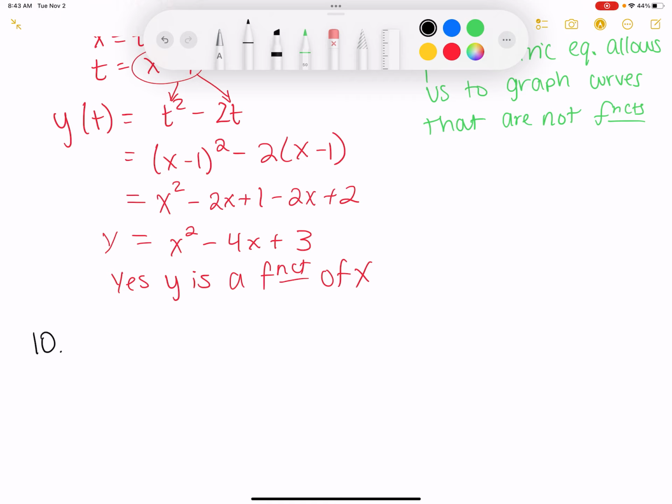Okay, if it hits in 2 spots, is it a function or no? If it hits in 2 spots, it's not a function, right? Correct. And how do we tell if it has an inverse that's a function? Horizontal line test.